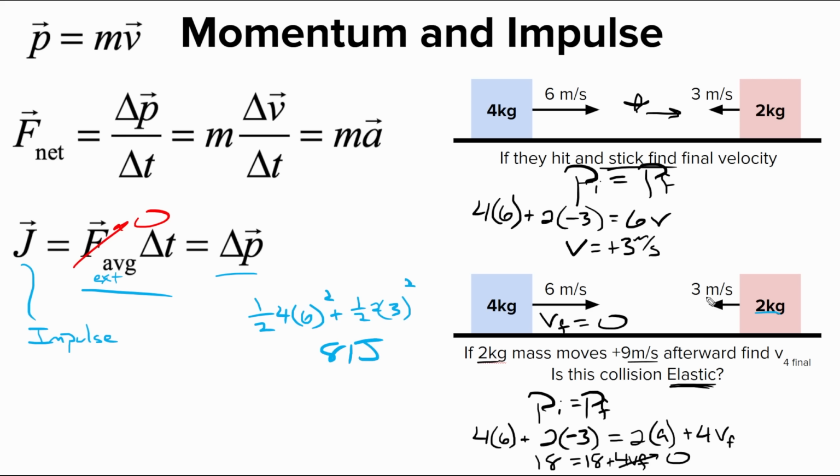How about afterward? Well, it's only the 2 kilogram mass moving afterward. So I'll have 1/2 m, it's going 9 meters per second afterward, squared. Don't forget to square it. Kinetic energy equals 81 joules. Look at that. And there was no energy for the 4 kilogram mass. These are the same, therefore it's an elastic collision.